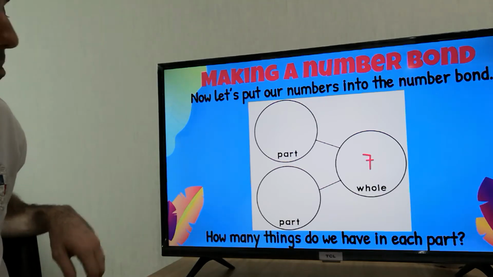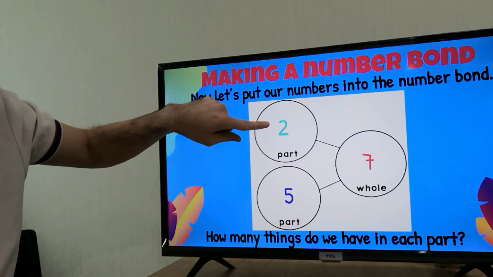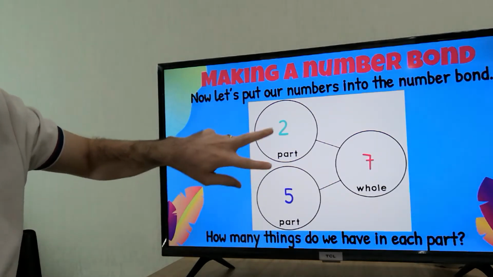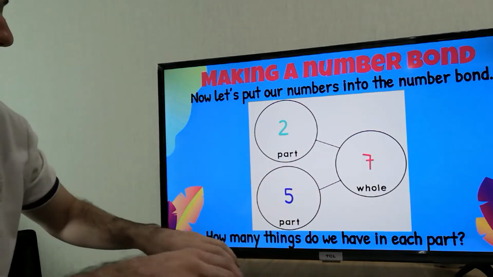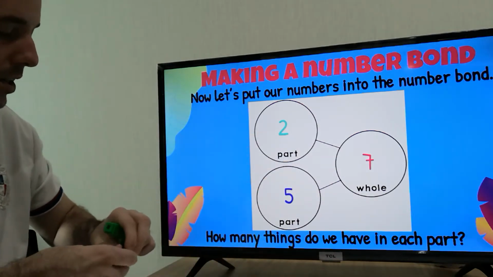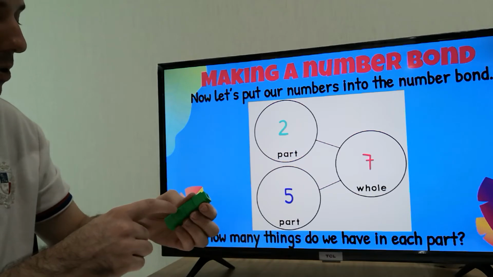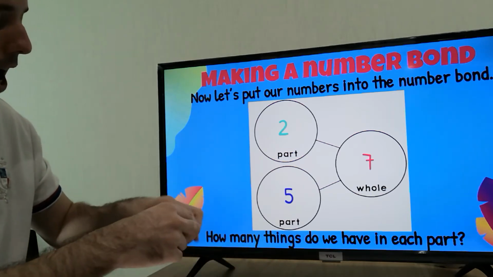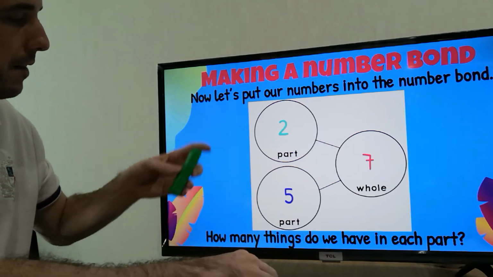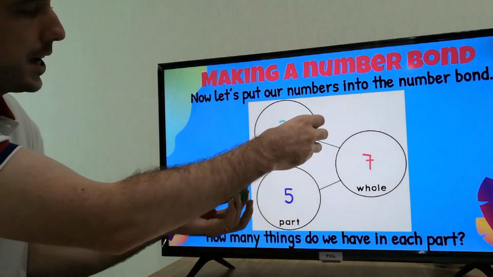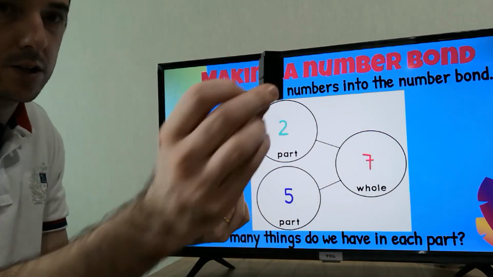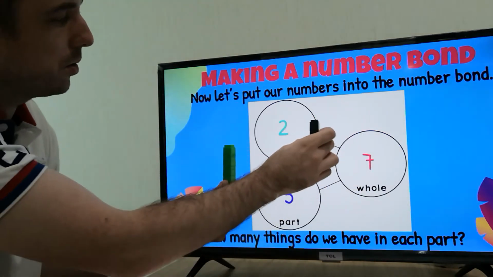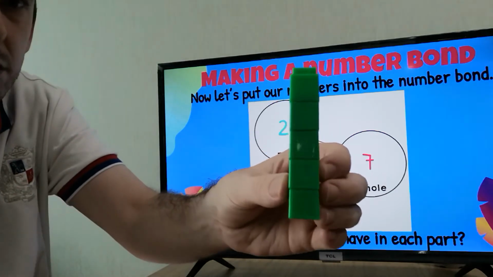So my number bond is 2 and 5 together equals 7. And again, I could show you with the blocks. So we could have 1, 2, 3, 4, 5, and we could have 2. So 2 in here. See my 2 blocks.